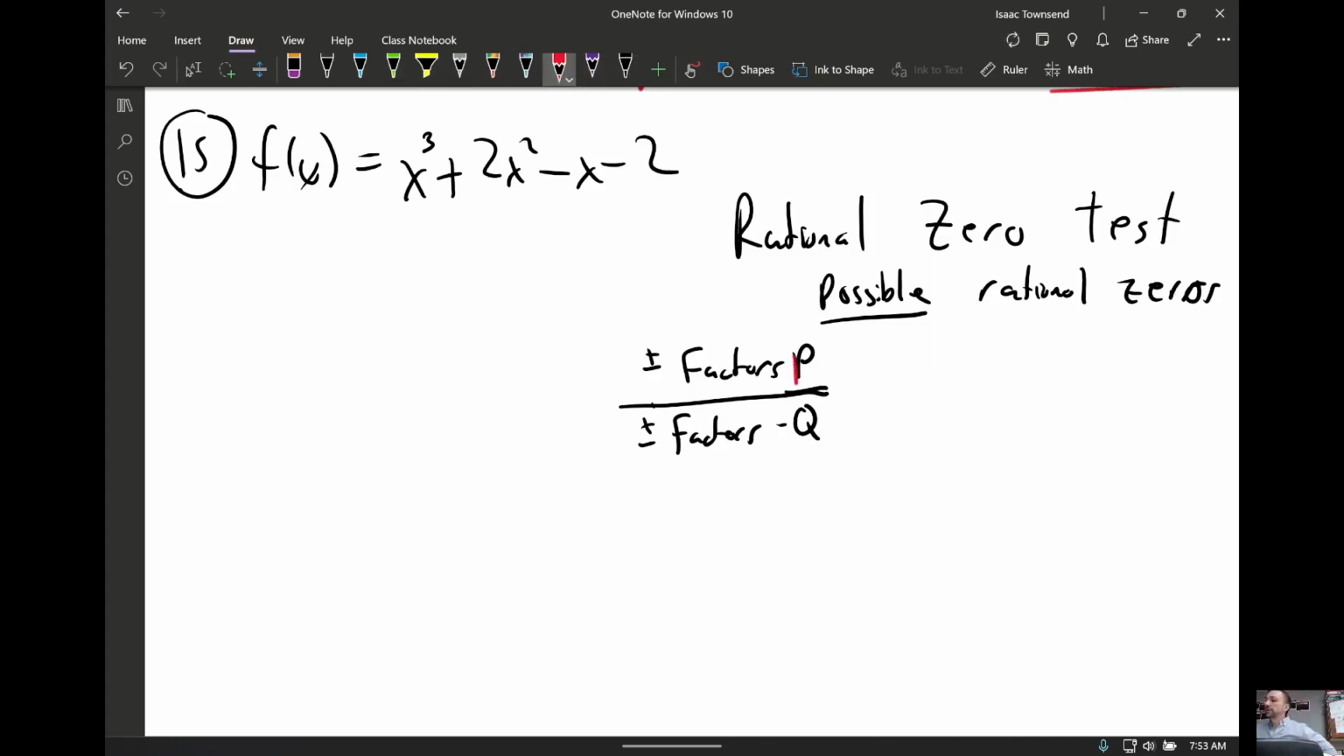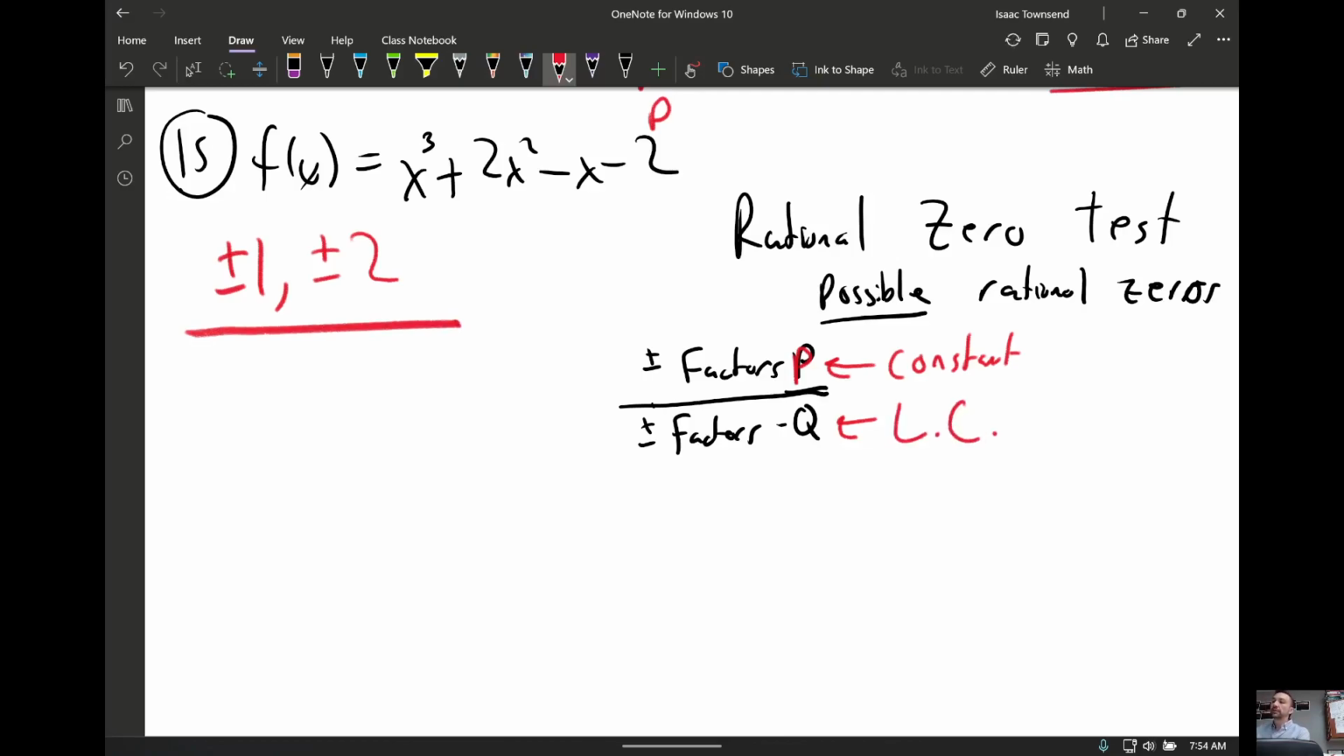So that should land its question towards what is P and what is Q. P is the constant in the problem. So for us it's -2. But since we do plus or minus anyway, the negative doesn't really matter. So everything that goes in evenly into 2 would be plus or minus 1 and plus or minus 2. And Q is the leading coefficient. So that would be the number that's multiplied by x with the biggest exponent. So in this question, the leading coefficient is 1. So we need plus or minus all the factors of 1.